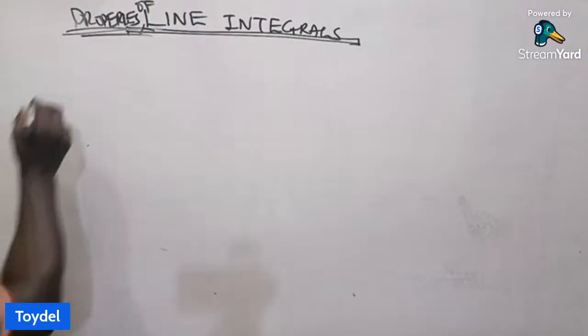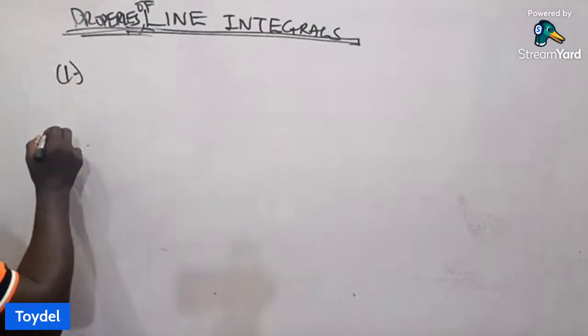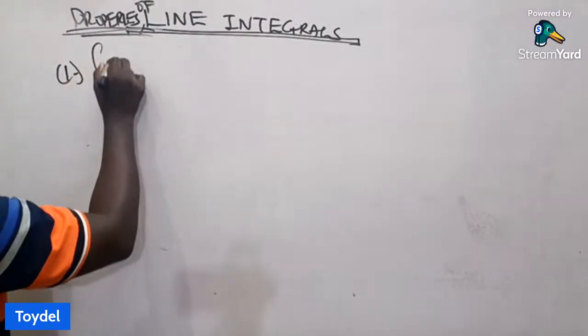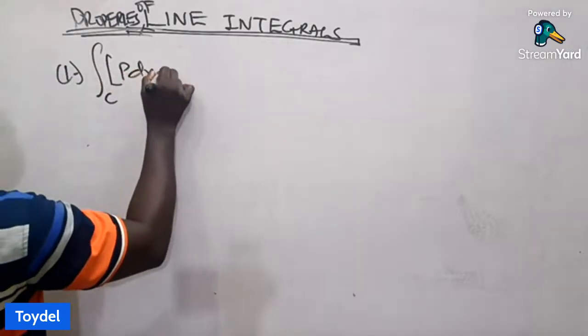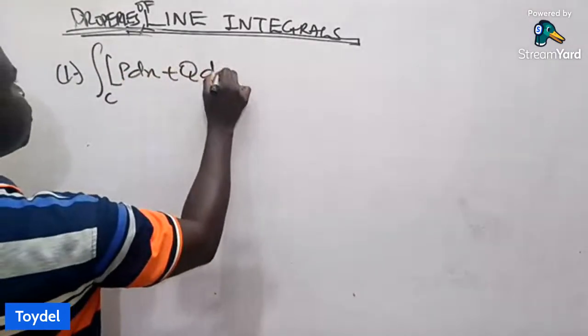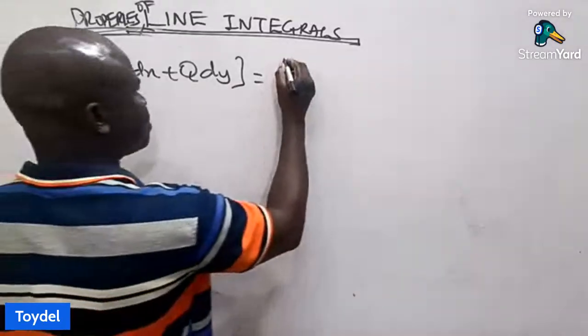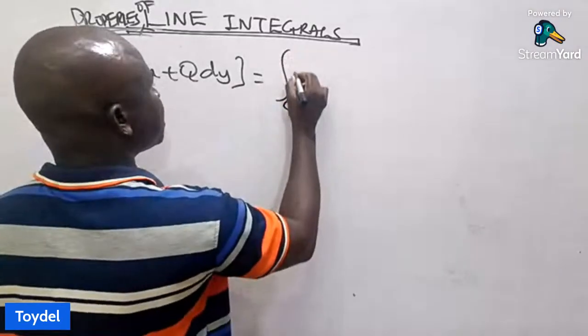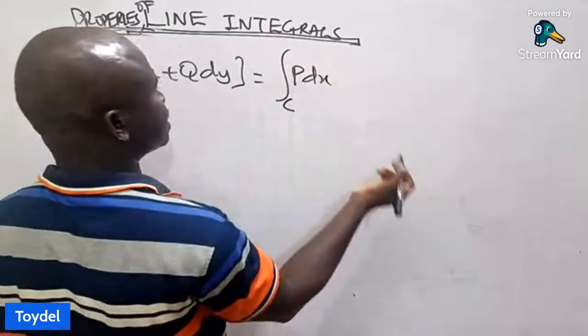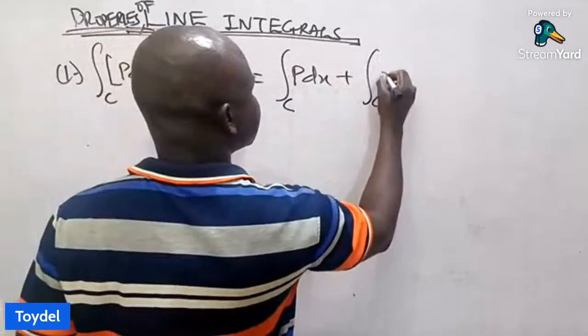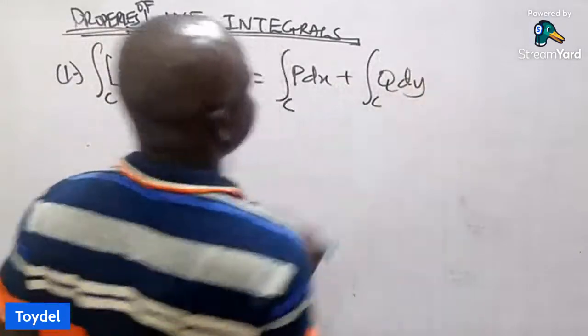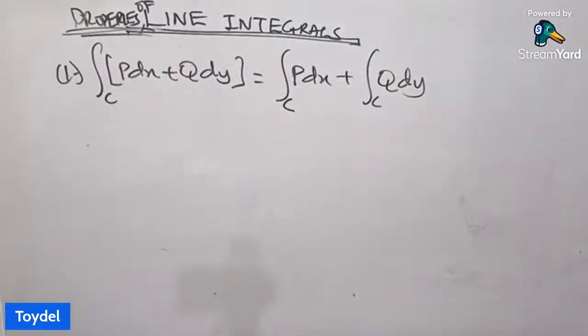The first property is that when we have the integral of P dx plus Q dy, it is linear, that is, it can be split. We say the integral of P dx, we can split it, plus the integral of Q dy. That's the first property of line integrals. That is, under a line integral, we can actually split it.